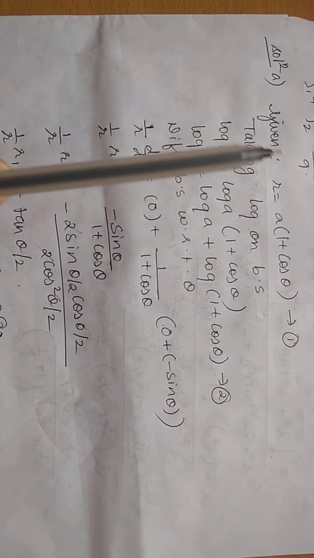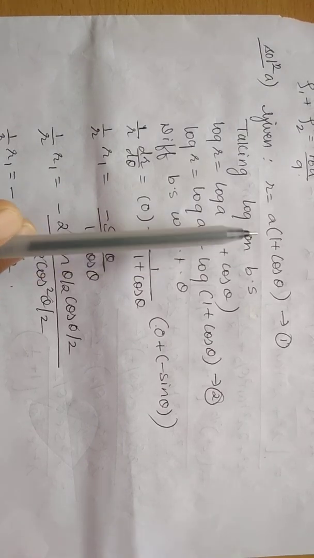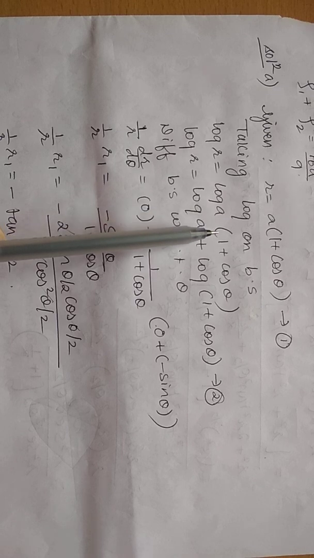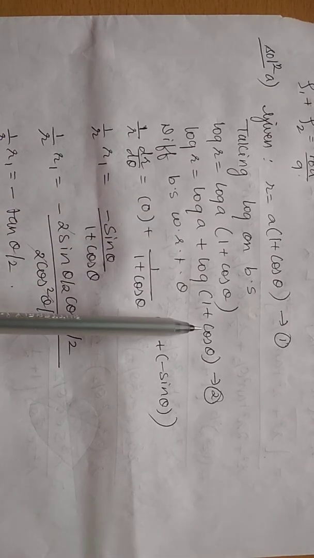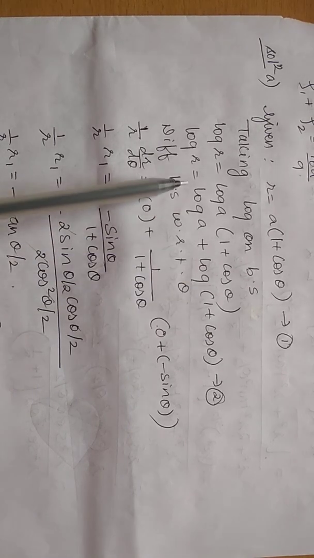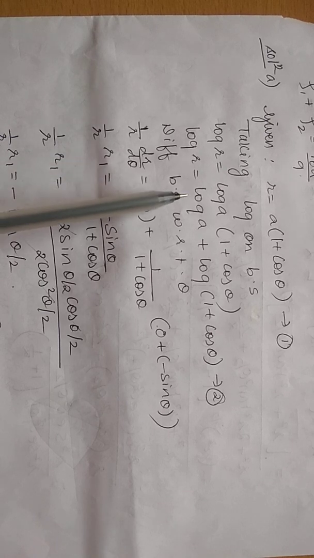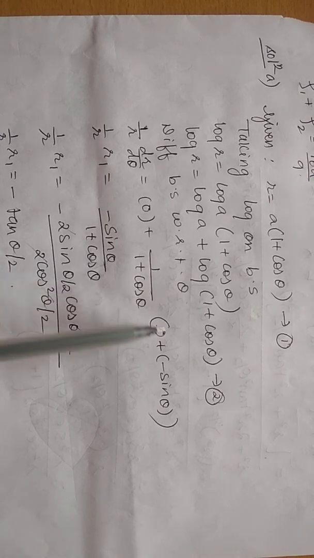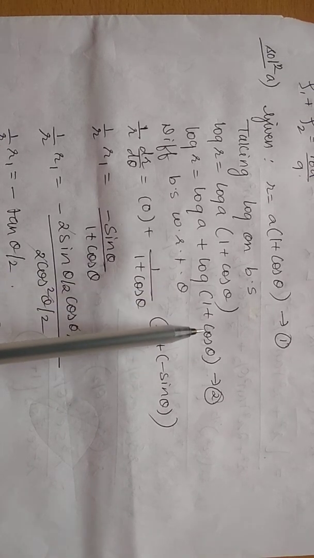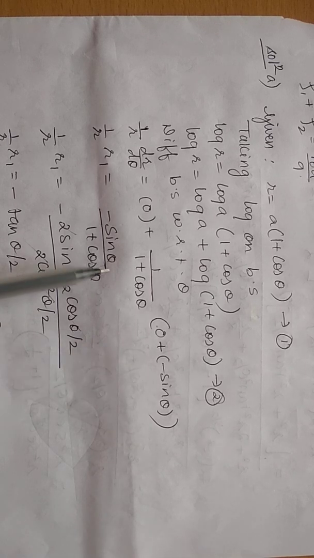Consider r = a(1 + cos θ). Taking log on both sides, log r = log a + log(1 + cos θ). Differentiating both sides with respect to θ, 1 by r into dr/dθ = log a derivative is 0, 1 upon 1 + cos θ as it is, derivative of 1 is 0, derivative of cos θ is minus sin θ, so 0 plus minus sin θ is minus sin θ upon 1 + cos θ.